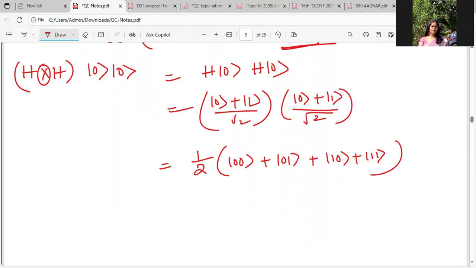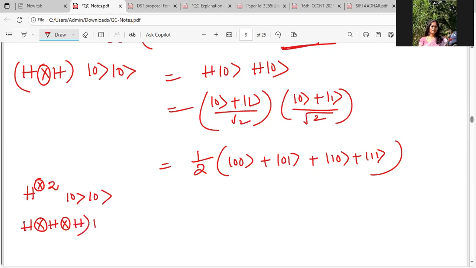Of course, guys, you might think why ma'am is writing repeatedly like this. There is a shorthand notation for it. This is how I will write. I can write, this is how. This is a shorthand notation usually you come across. Suppose if I have 3 guys, H tensor product, H tensor product, H tensor product.